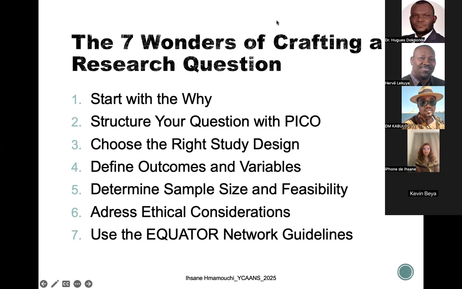So there are what's called 7 secrets to build a great research question. We will start with the why, because every great question begins with purpose. Then we will move on to the PICO structure, study design, outcomes, and even sample size, math, and ethics. And finally, we will wrap with something every researcher loves. I'm talking about guidelines. So now I will elaborate each point in detail.